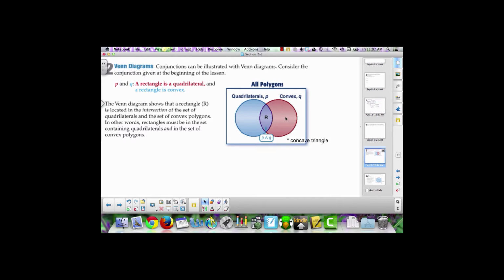If I choose an example in the red area, an example that is convex but not a quadrilateral, for example, a convex pentagon, and I say a convex pentagon is a quadrilateral, that's false. A convex pentagon is convex. That's true. The whole statement is false. The only example that would lie in the overlap is one that is true.